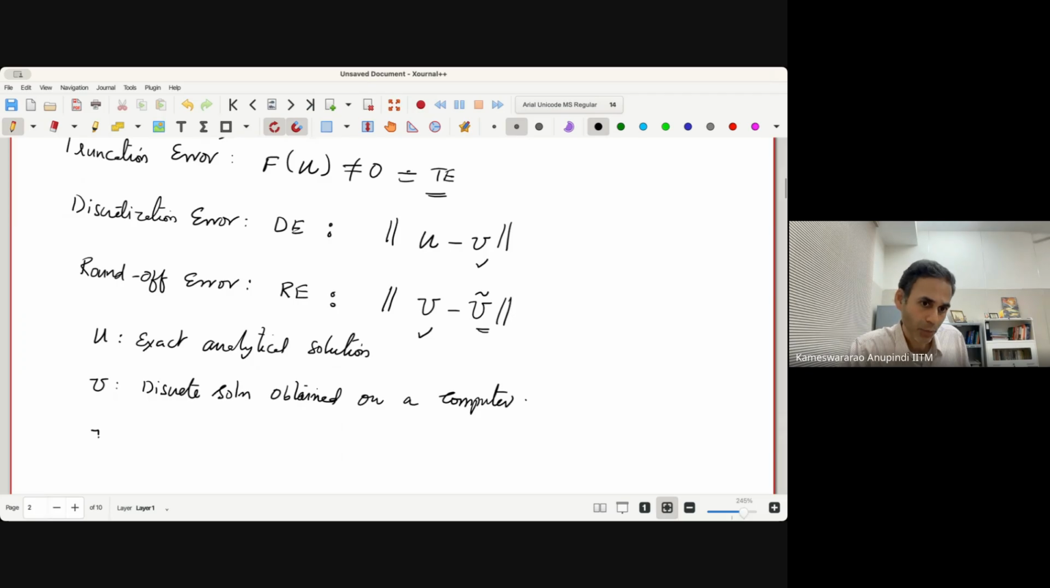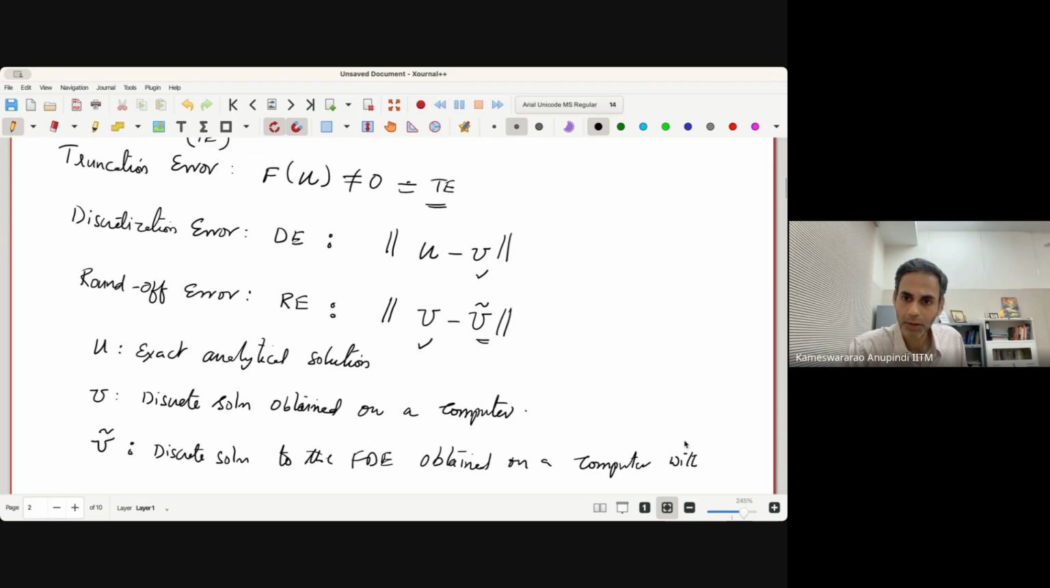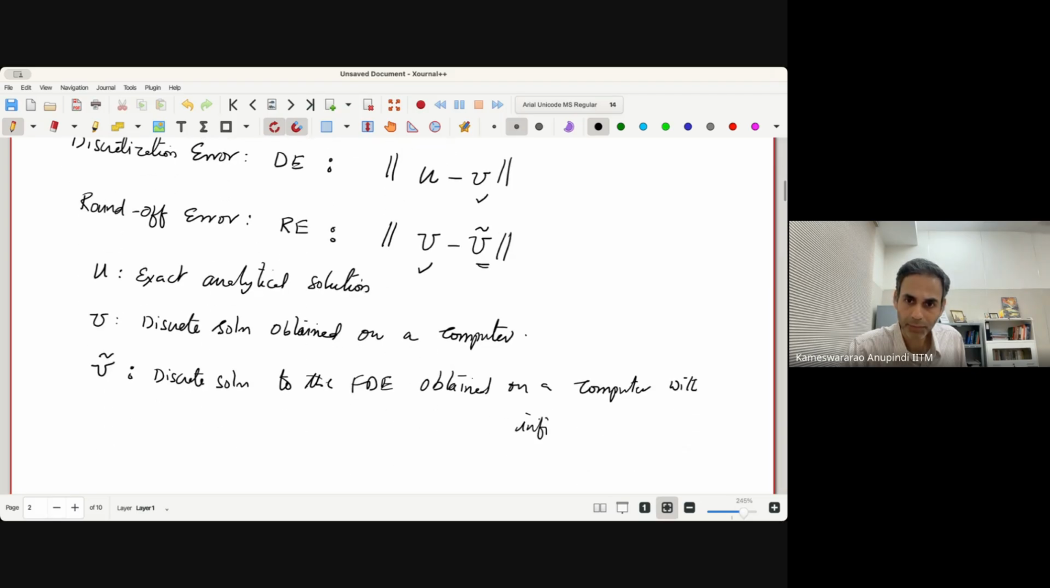Whereas U tilde, what I'm defining here is basically the discrete solution to the finite difference equation obtained on a computer with infinite precision. Means we have this hypothetical computer in which there is no round off. That means it can represent any floating point number to infinite precision. So there is no round off that is involved.